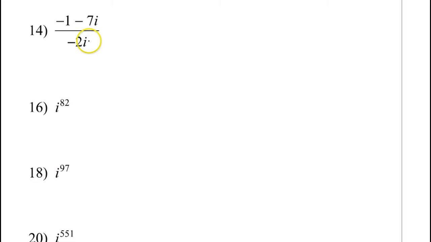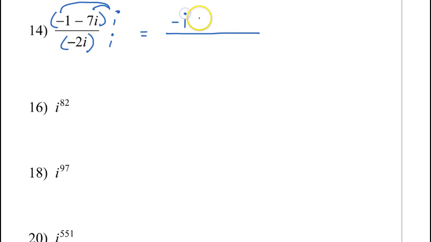Number 14, when you have a monomial in the denominator, all you have to do is multiply by i. So that's what I'm going to do. I'm just going to multiply by i in the numerator and the denominator. In the numerator, I have to distribute, however. So this will give me negative i minus 7i squared. And in the denominator, I have negative 2i squared.